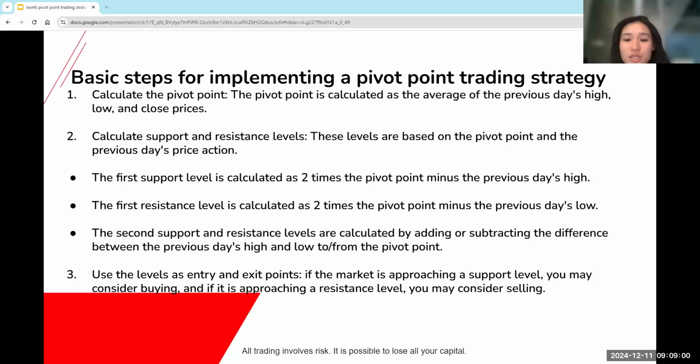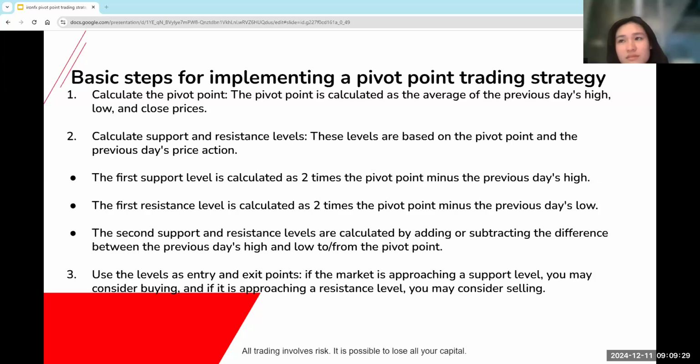And lastly, you use the levels as entry and exit points. Once the support and resistance levels are calculated, you can use them as entry and exit points for your trades. For example, if the market is approaching a support level, you might consider buying. And if it's approaching a resistance level, you might consider selling.